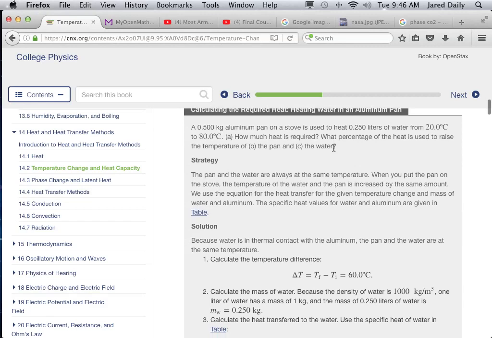So, I want you guys to do this problem right here, except instead of using an aluminum pan, I want you to use a steel pan. And instead of heating water, I want you to heat alcohol and do this problem. I'll be ready.